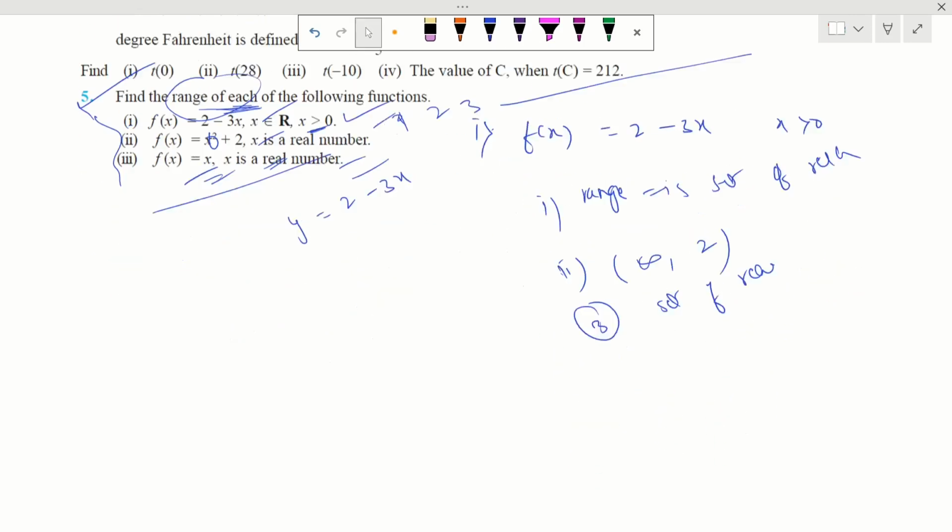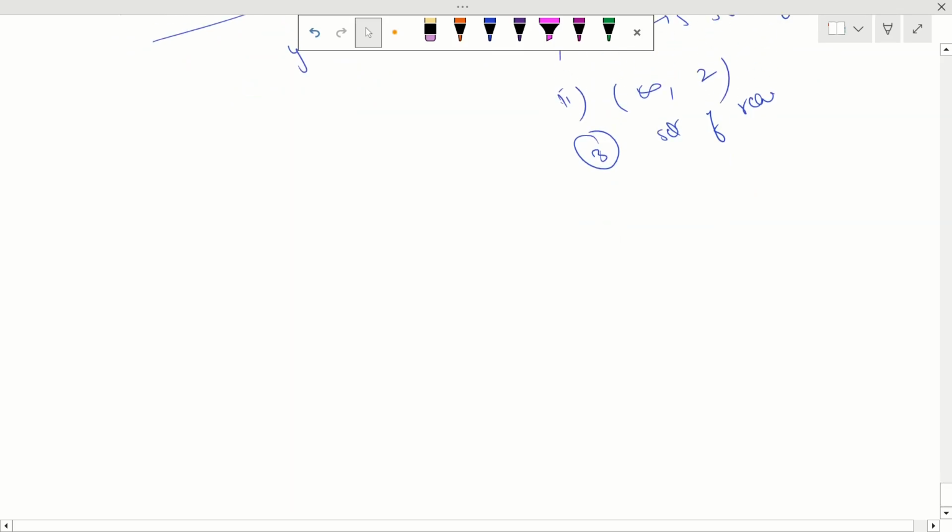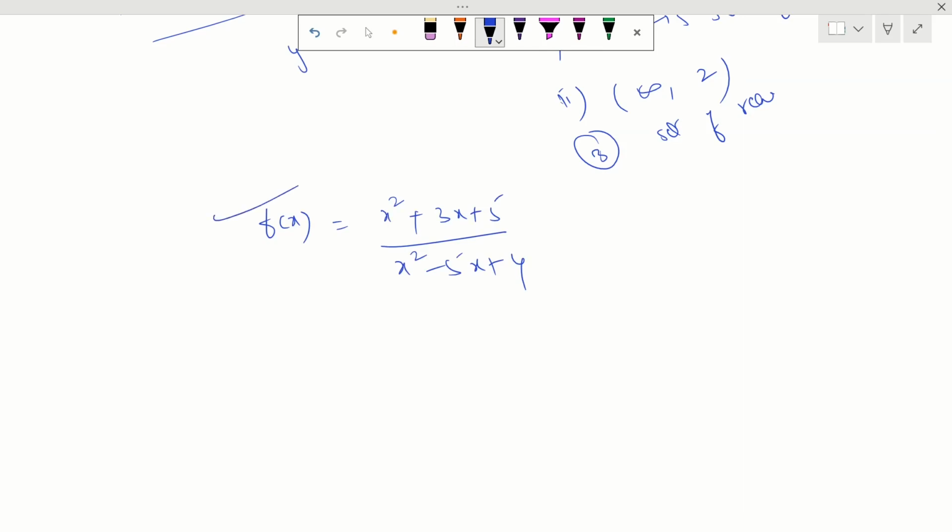Now, one more important term I am going to discuss here. Suppose f of x is given as x square plus 3x plus 5 divided by x square minus 5x plus 4. The function is given in a ratio. Then what are the domain values? The domain values we get by solving the denominator term. x square minus 5x plus 4 is equal to 0. Then you solve this equation.